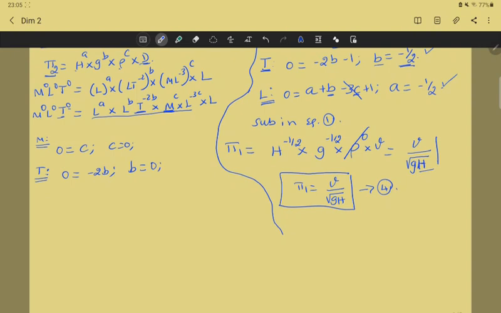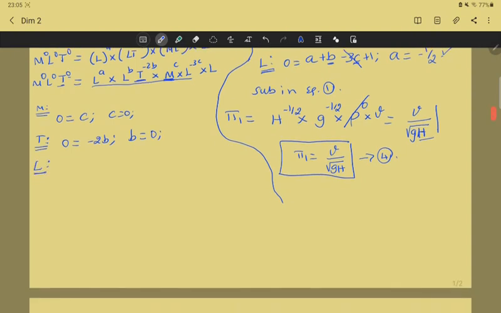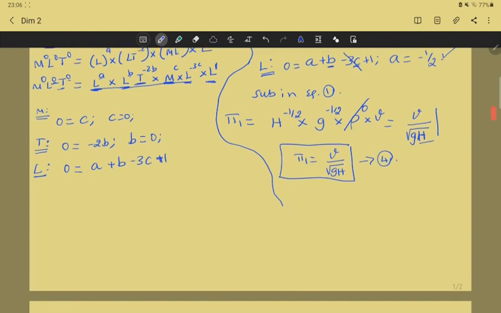Okay, now let us look at the L term. What is the power of the L term? 0 equals, how many L terms are there? 1, 2, 3 and 4 L terms. So a, what is the first power? a plus b, and minus 3c plus 1. Why plus 1? Because this is power 1.